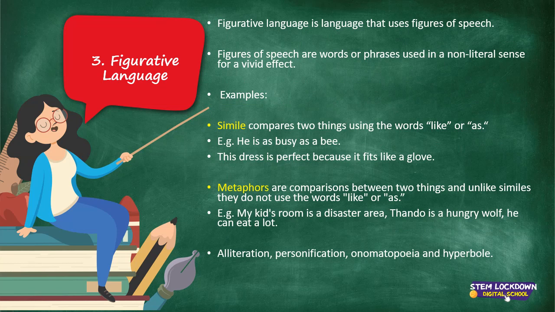Okay, and then we have a metaphor. Metaphors are comparisons between two things, and unlike similes, they do not use the words like or as. An example would be, my kid's room is a disaster area. So the room is being compared to a disaster area. Another one is, Tando is a hungry wolf. He can eat a lot. So Tando is being compared to a wolf.